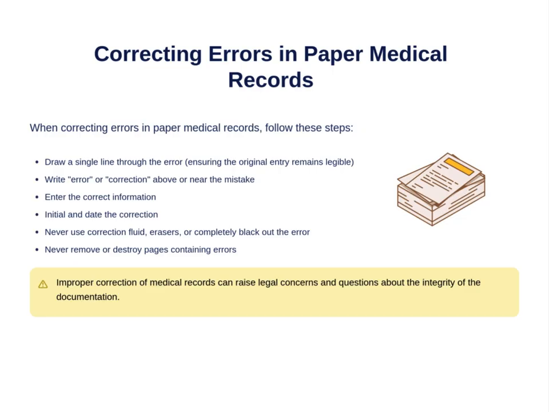And if you made a mistake, you would have to draw one line through that, initial that it was an error, and then correct it underneath. So you would write error correction near the mistake, and then enter the correct information, and then initial and date that as well. You would also want to make sure that you leave no space anywhere in that paper documentation, because you don't want the risk of someone coming in and writing in that space. And we never ever use whiteout in a paper record.